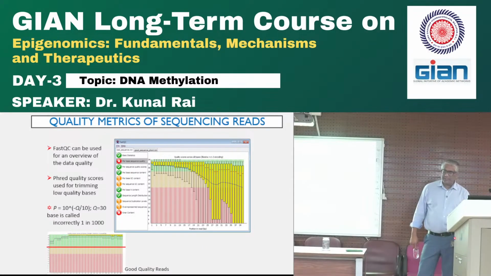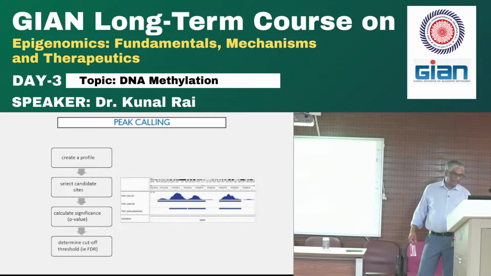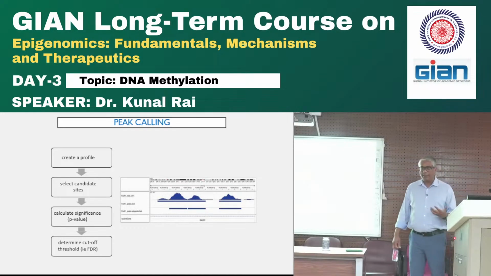We do the alignment. I talked about alignment earlier. Burrows-Wheeler algorithm, that was it, BWA, okay? You use these other tools called Bowtie and all. They're different principles. They are different mathematics underlying. You can go look at it. And then you do a peak calling like this, what I just showed. So you first create a profile, you select the candidate sites, calculate significance of the enrichment of peaks over a control region, and you determine a cutoff threshold by a p-value or FDR.